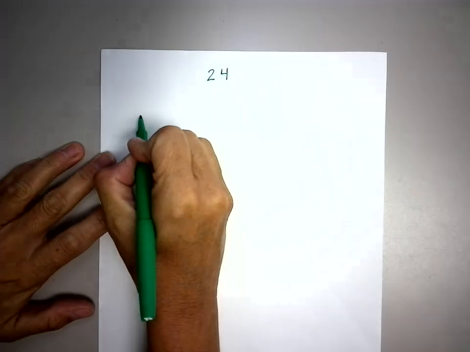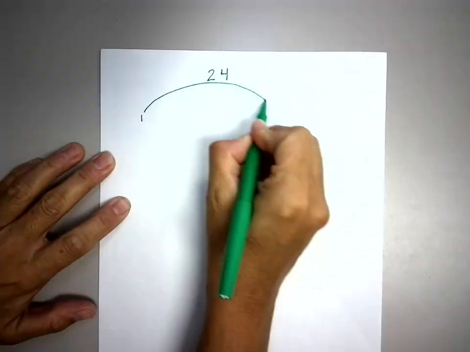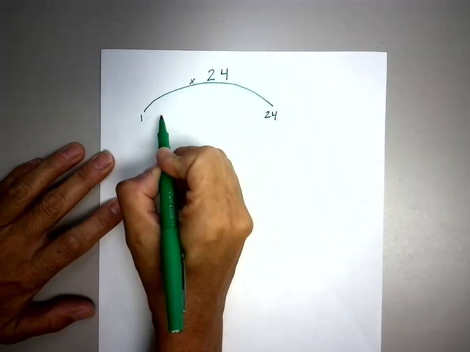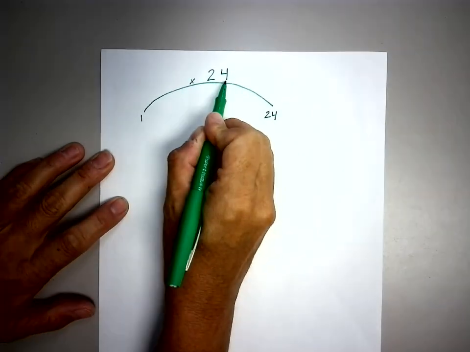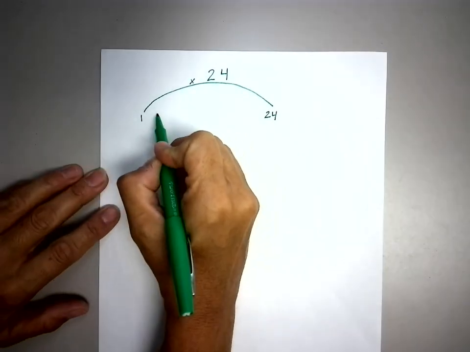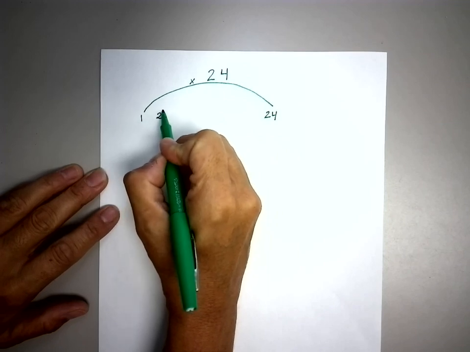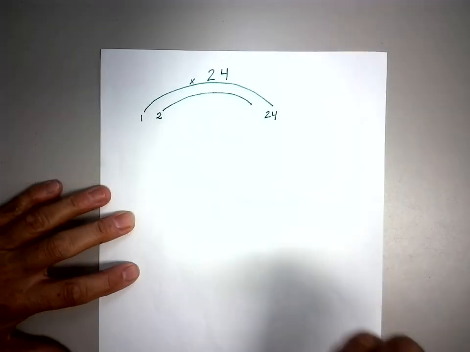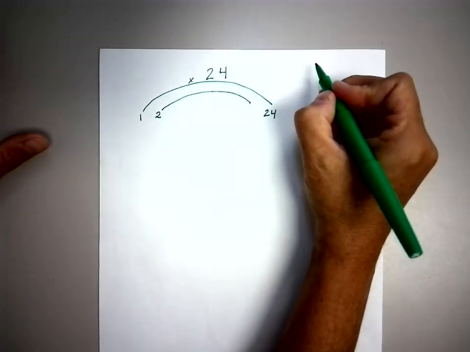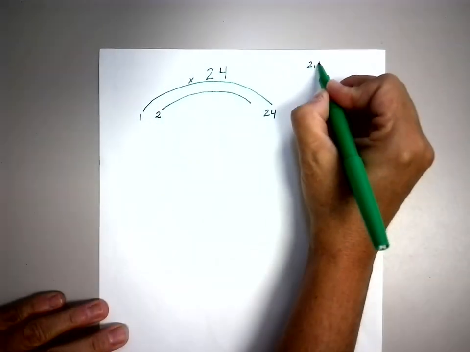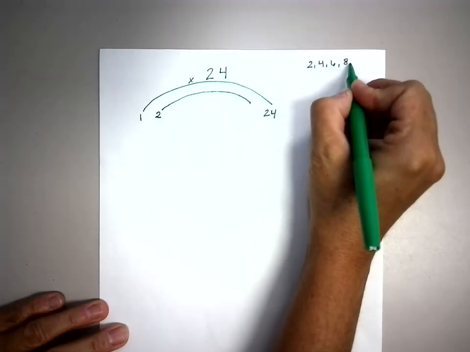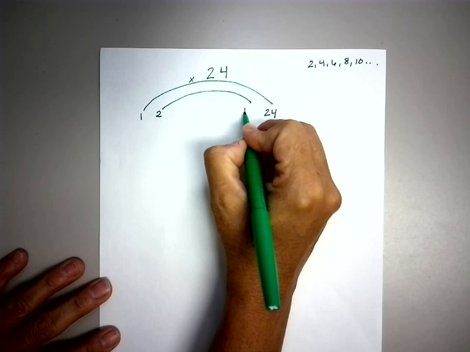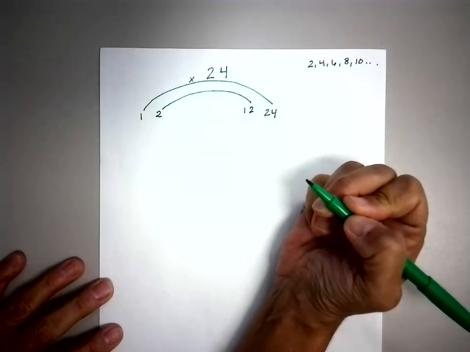So I'm going to start with 1. 1 times 24 equals 24. 2. Well, I know it's an even number, so I know 2 is going to divide into it. So 2 times, now if this is kind of hard for you, you can do your multiples on the side by counting by 2s until you get to 24. Well, I know 2 times 12 will give me 24.